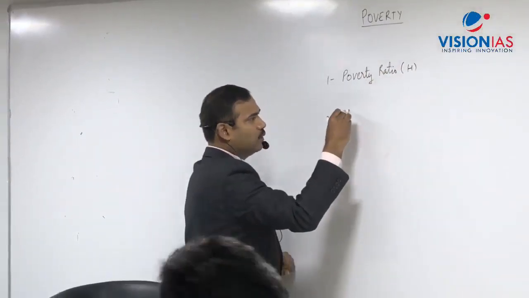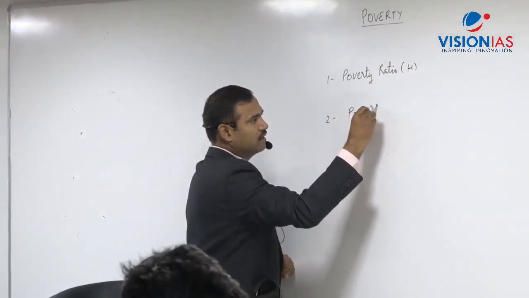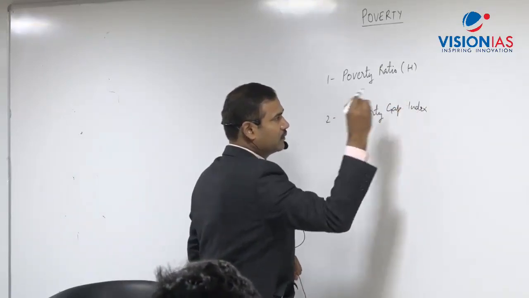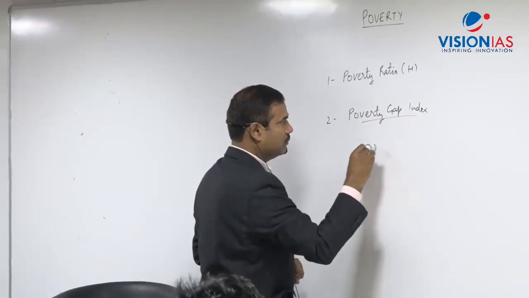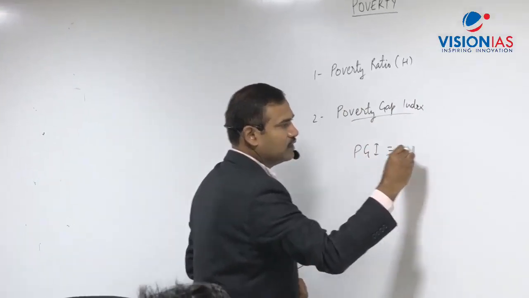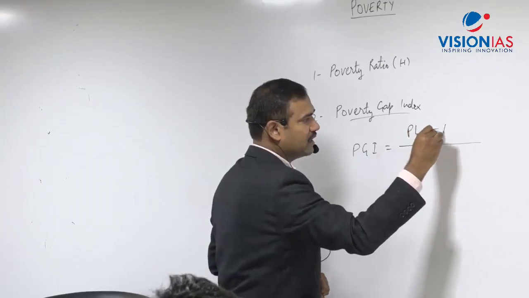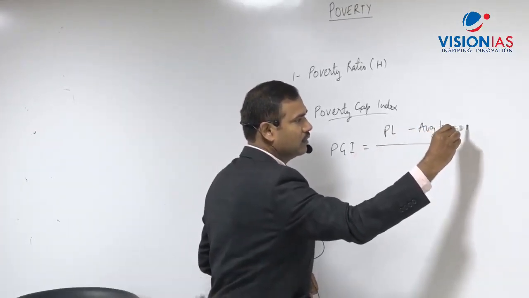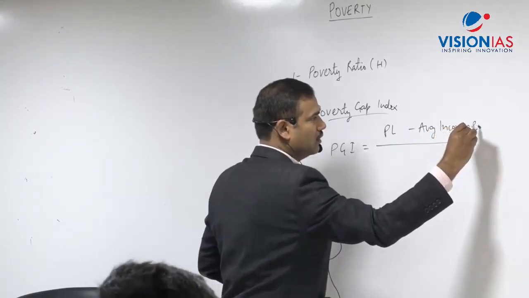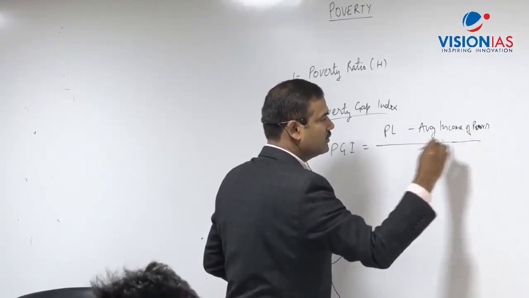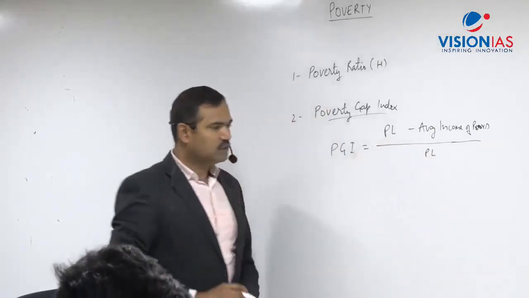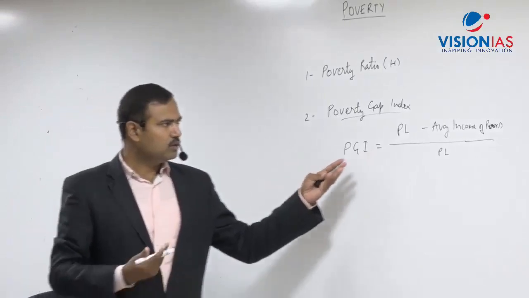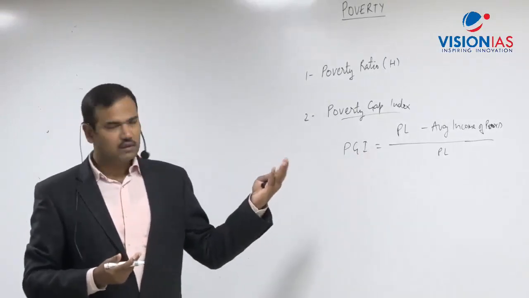Then we have discussed the poverty gap index, PGI. What is PGI? I told you: poverty line minus average income of the poor, divided by the poverty line. So this is the poverty gap index. There is a doubt in this formula, but I think it's very simple.